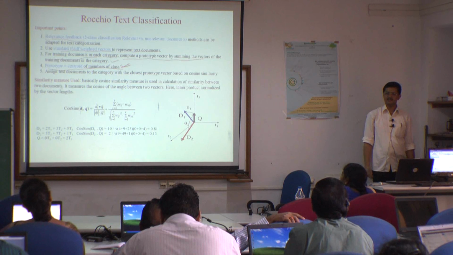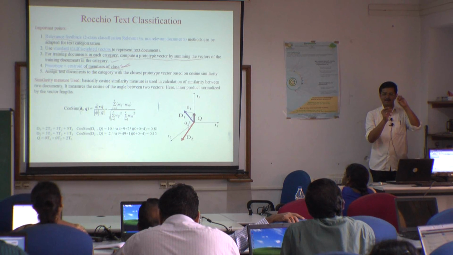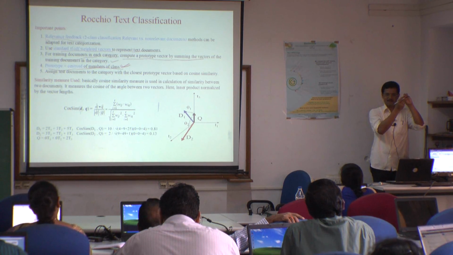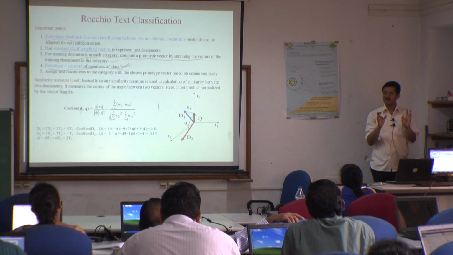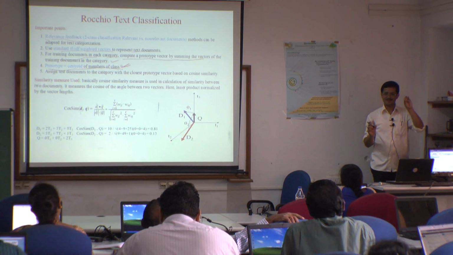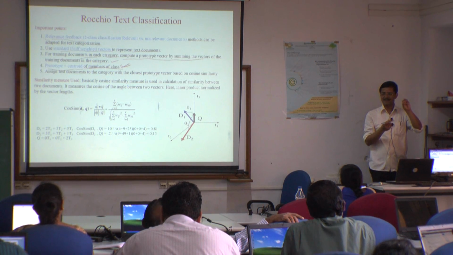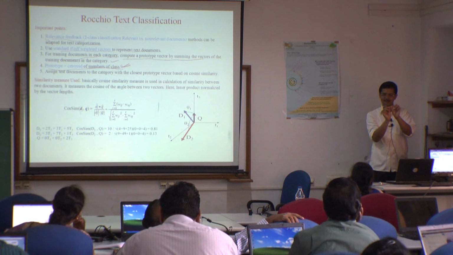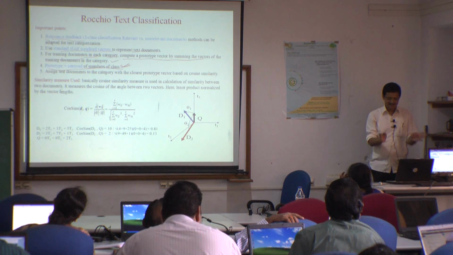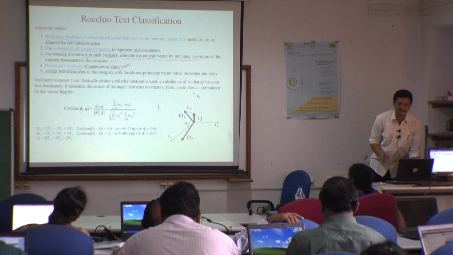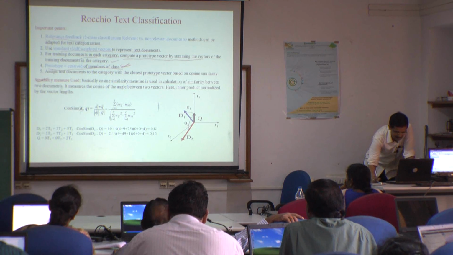Actually, Rocchio text classification just considers the centroid of the class to check whether a document belongs to class C1 or class C2, just as used in the k-means clustering algorithm. You check the distance of any point from a given center, and then after that you categorize that this point will go to cluster C1, this point will go to cluster C3, like that. This is a similar kind of thing with classification. And here cosine similarity measures are used.